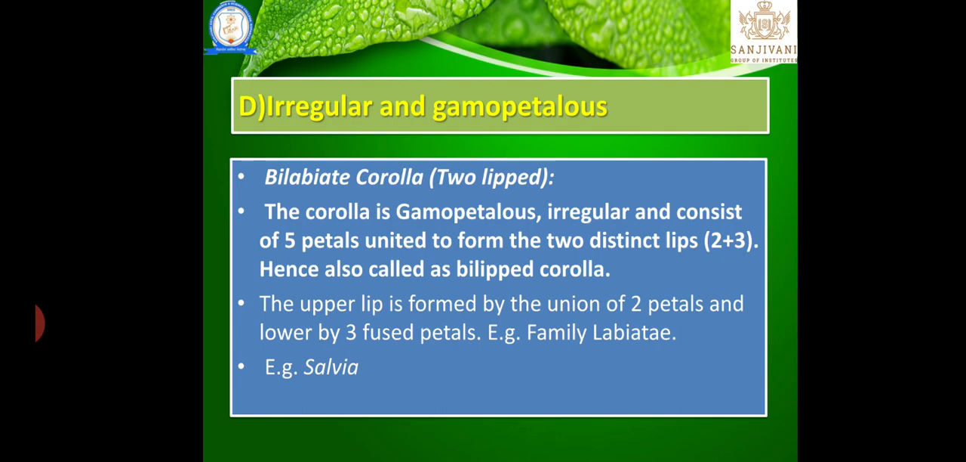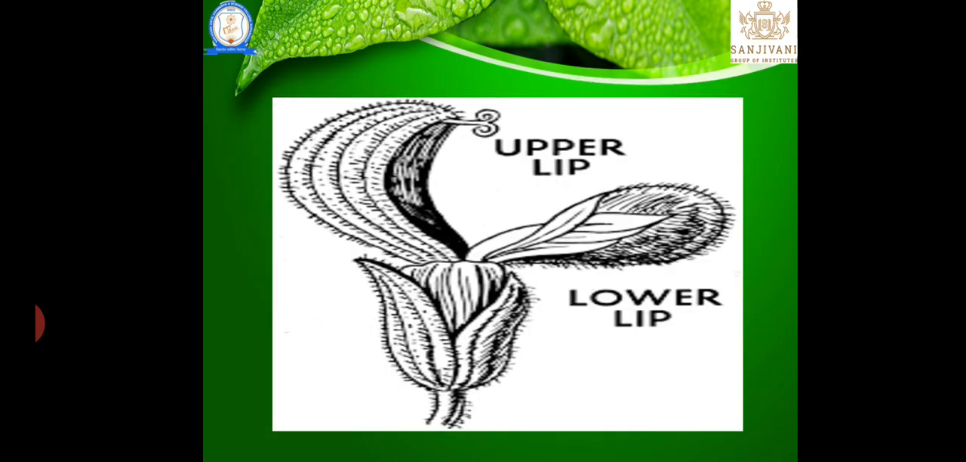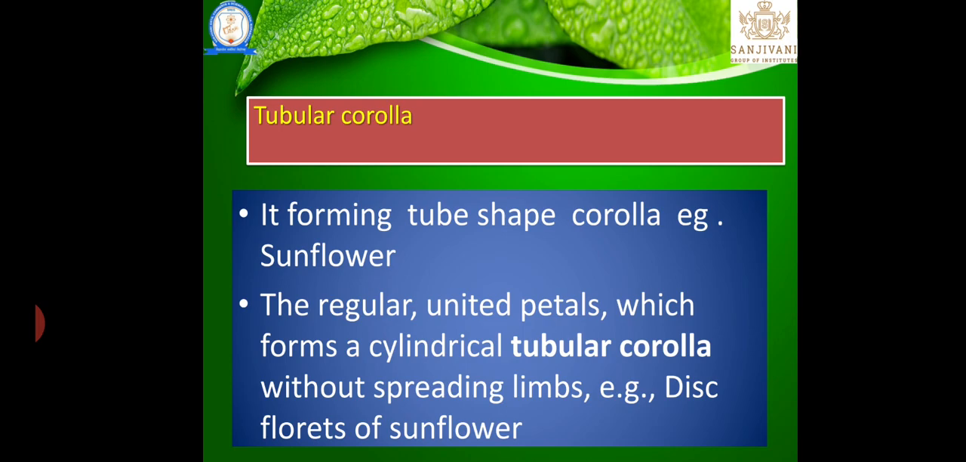Irregular gamopetalous: bilabiate corolla. The corolla is gamopetalous, irregular, and consists of five petals united to form two distinct lips, in a 2 plus 3 arrangement. The upper lip forms from the union of two petals and the lower lip from the fusion of three petals. For example, labiate, upper 3 and lower 2. Tubular corolla: the corolla forms a tube shape. For example, sunflower. The regular united petals form a cylindrical tubular corolla without spreading limbs. For example, disc floret.